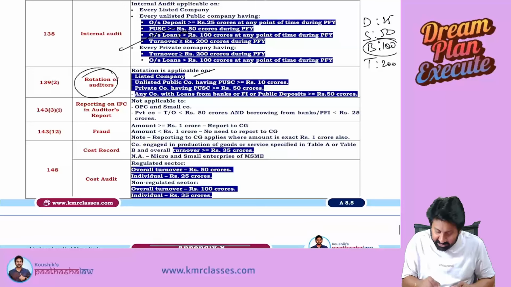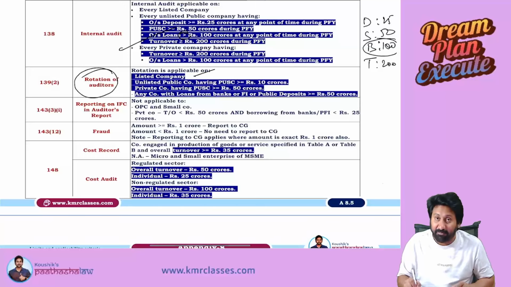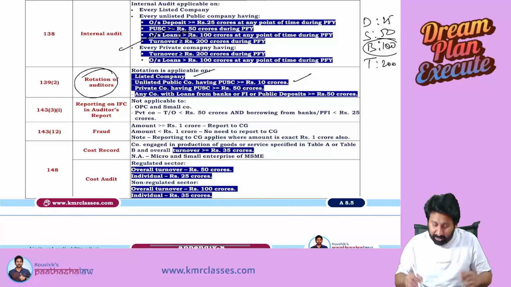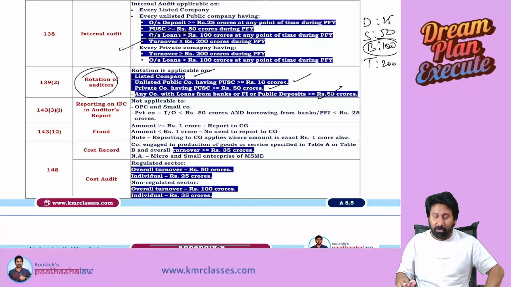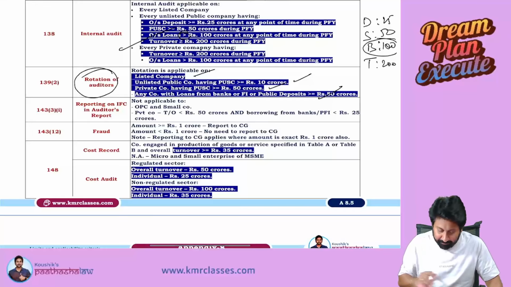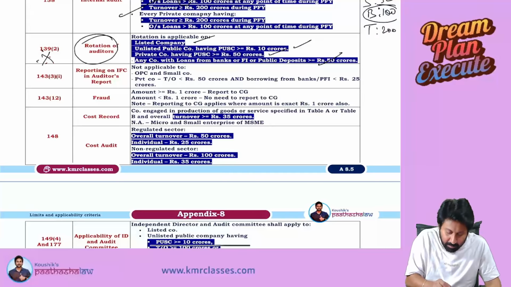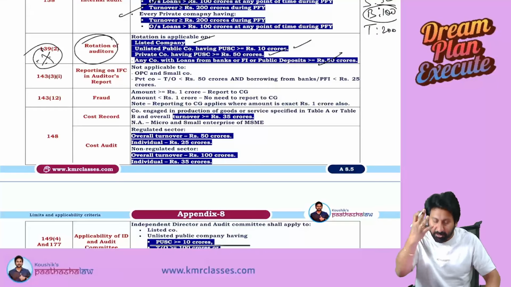Rotation of auditors. Listed company, unlisted company having a paid up share capital of more than or equal to 10 crore, or private company having a paid up share capital of more than or equal to 50 crore, and any company with loans from banks or financial institutions more than or equal to 50 crore. Any one condition you should satisfy. Okay. Next, this is important here. Market important. Before exams also, 1 minute you see and go.